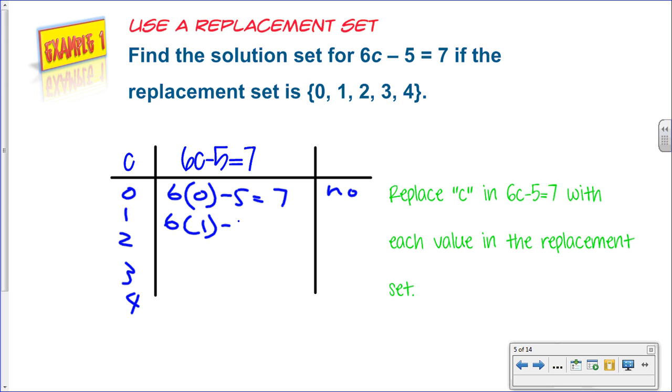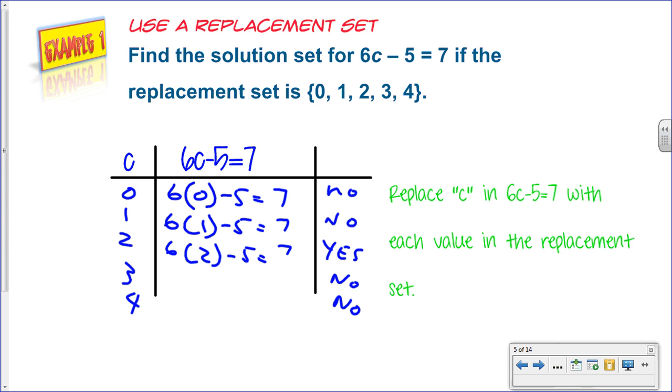6 times 1 minus 5. Does that equal 7? No. What about 2? 6 times 2 minus 5. Does that equal 7? Okay. True. Good. Now, do I have to do the rest of it? No. I can go ahead and just put my answers because I know the rest of them are not going to work.